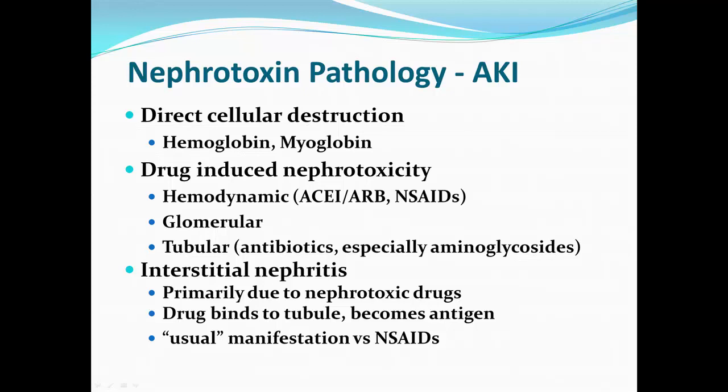Now, the final type of nephrotoxin pathology is an interstitial nephritis. This by far is the most common pathology or pathologic mechanism. In an interstitial nephritis, this is primarily due to a nephrotoxic drug. What happens is the drug binds to the tubules, the tubular cells, and actually becomes an antigen. That's why they call it a hapten. So a hapten is a substance that normally we don't think of as an antigen, but it becomes an antigen. The usual manifestation of an interstitial nephritis, because this is essentially an antigen-based response, is an allergy-like response.